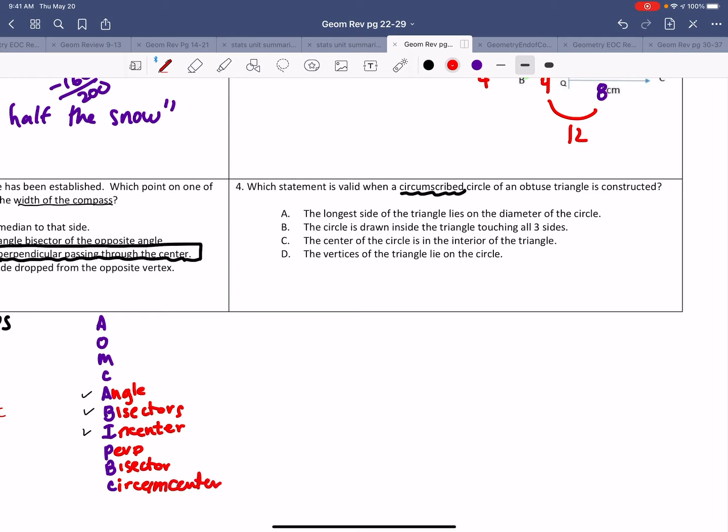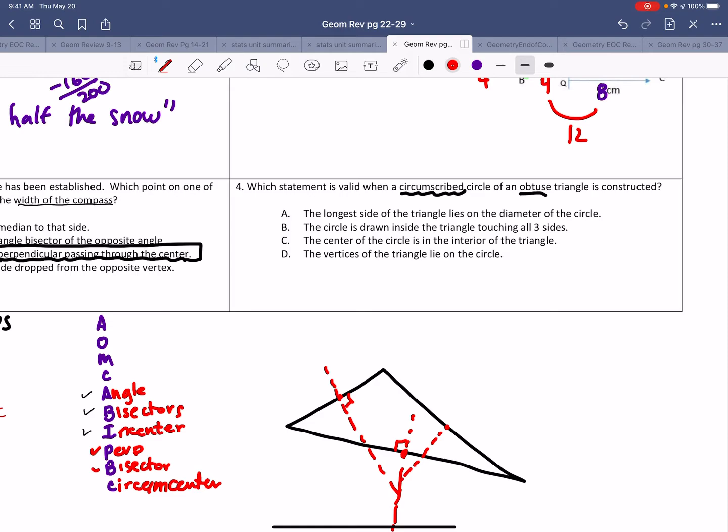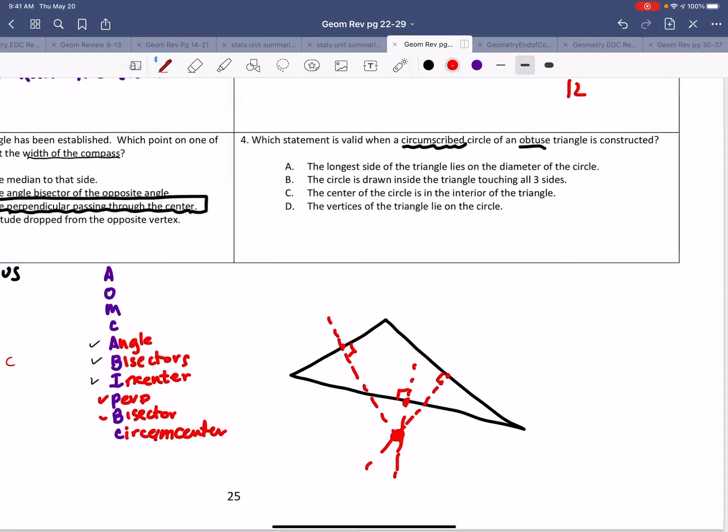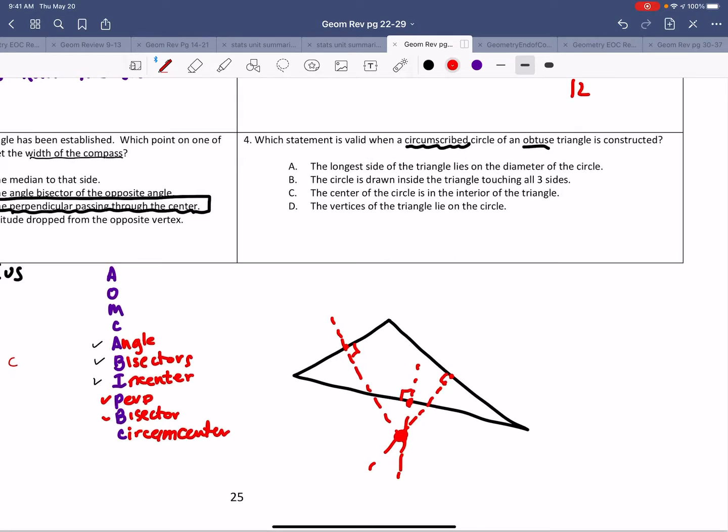Okay, so we need a triangle, and it says it's an obtuse triangle, so I'm just going to draw an obtuse triangle. And to find the circumcenter, I need to do perpendicular bisectors of each side. So we find the middle, right? We cut each side in half, and we cut each side in half at a 90. So make a 90-degree angle with the side, make a 90-degree angle with the side, and here I'm going to make a 90-degree angle with the side, and I didn't go perfect, but, you know, pretty close. Okay, so I found my circumcenter.